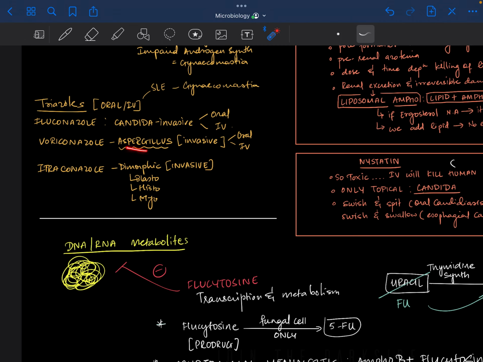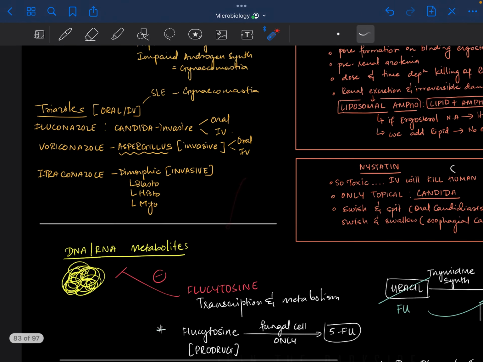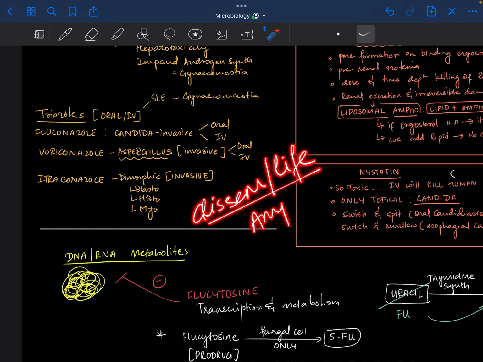Voriconazole is going to be for aspergillus, which is invasive. So aspergilloma, aspergillus, bronchopulmonary allergic reaction and all that. You can give it oral or IV. And itraconazole for dimorphic fungi, which is invasive again, not disseminated. So all the triazoles are going to be for, don't get confused here, all the triazoles are always for invasive. And for anything, if you ever see that something is disseminated or life-threatening, you will go for amphotericin. Otherwise, you go over here.